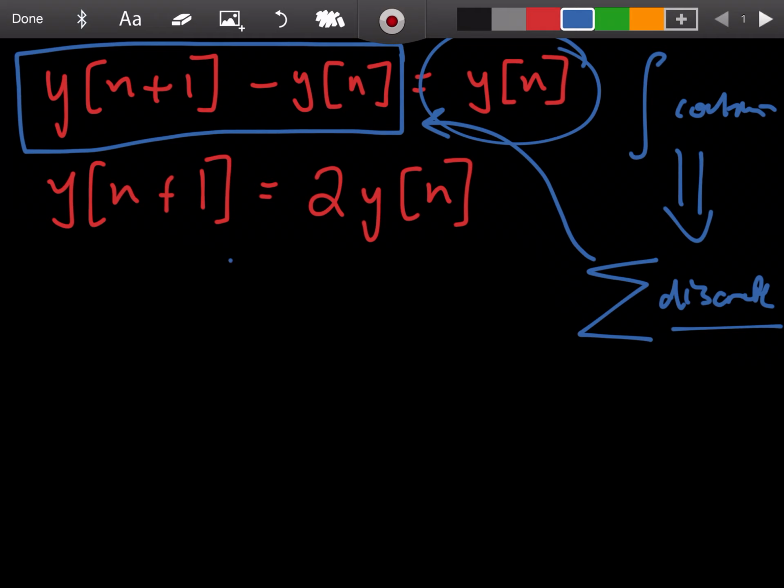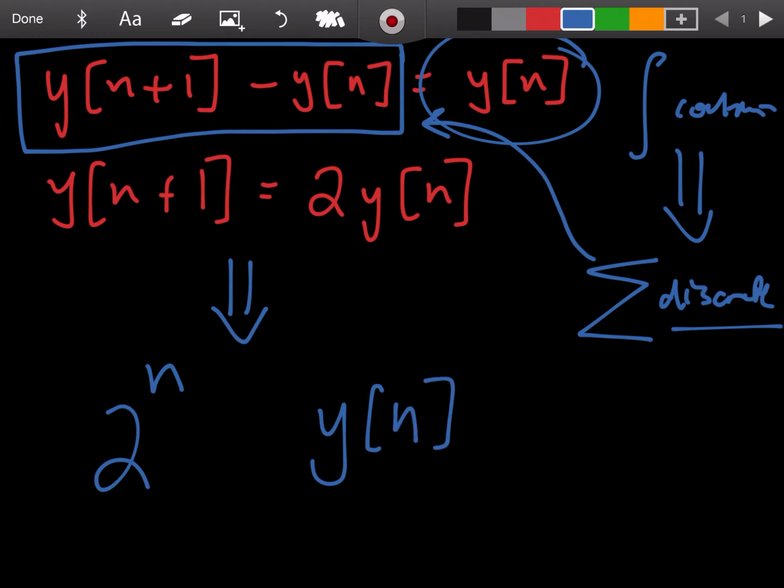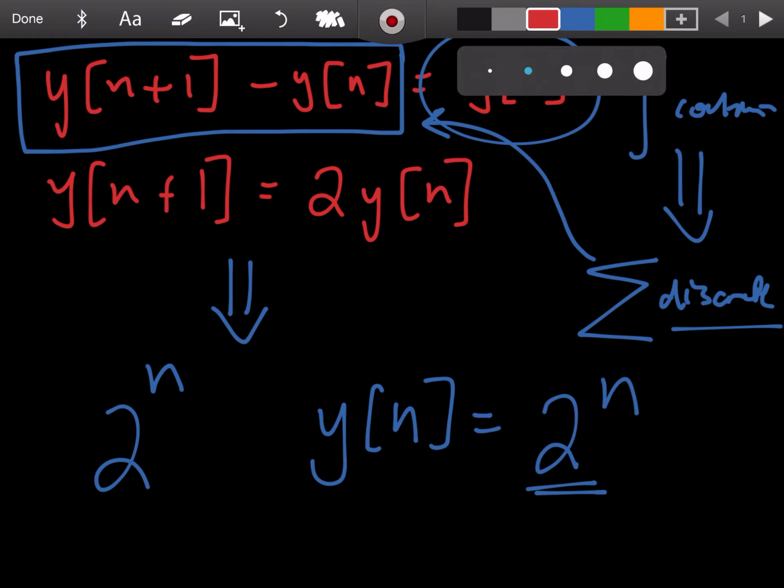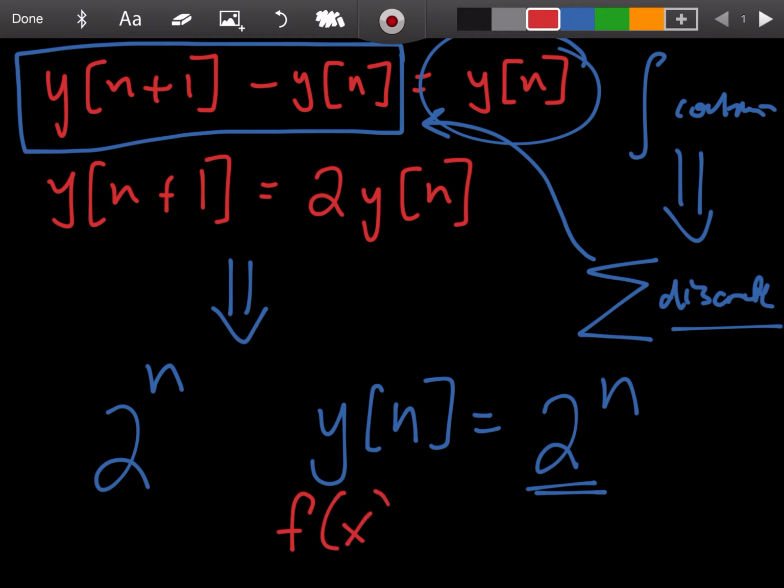And indeed, if you work out the math, it's relatively easy, and you can just show that this is indeed the function 2 to the n. You have this y of n is really 2 to the n. And indeed, the natural base for discrete exponentials is 2, while in the continuous case, if you have an f of x, the natural base is the value e.